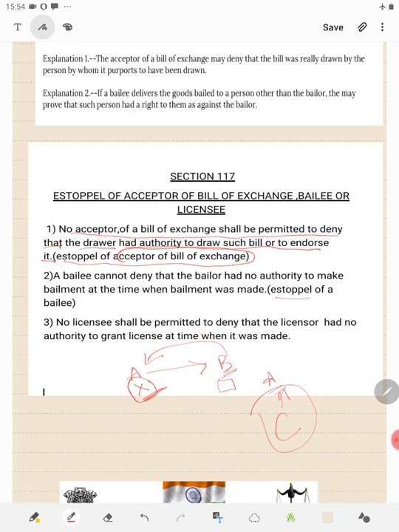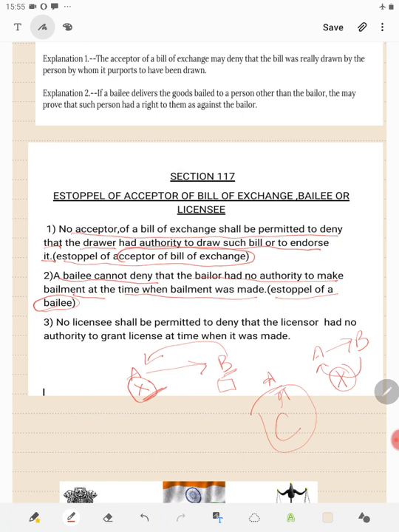Then second, in that section 117, is about estoppel of bailee. A bailee cannot deny that the bailor had no authority to make the bailment at the time when the bailment was made. So if A is giving something on bail to B, then B cannot deny that A didn't have any authority to make the bailment.